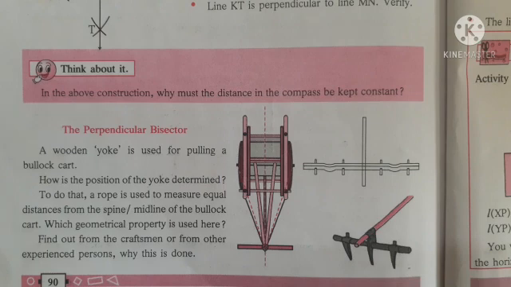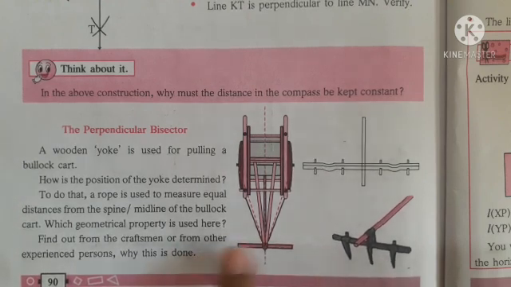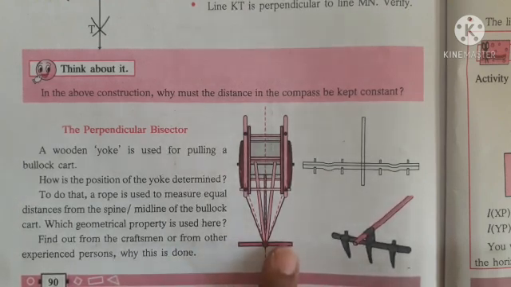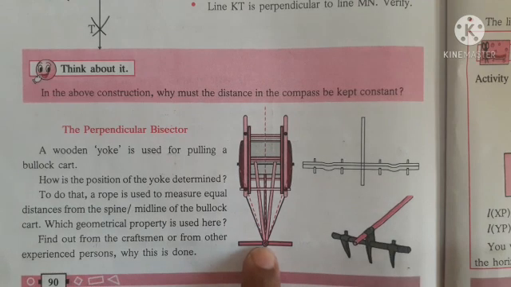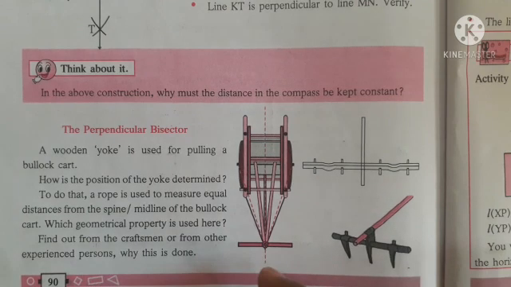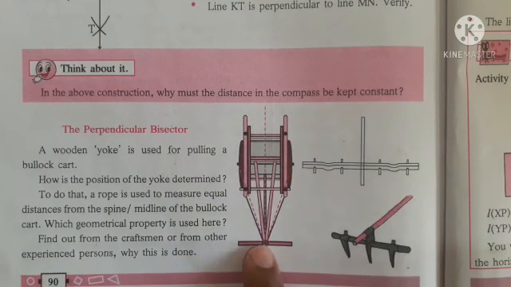Now, you all must have seen a bullock cart. Which property is being used? Now, here you all can see. Here on the two ends, the bullock cart is being tied. And here in the middle, the rope is being tied. And here the distance, these two sides are having the measurement of this two is equal from this point.